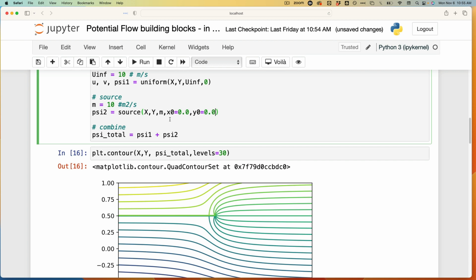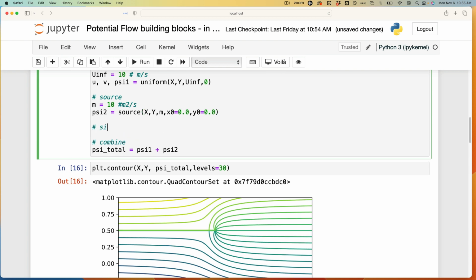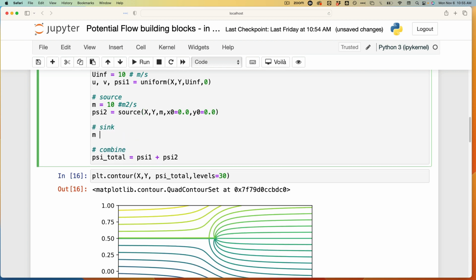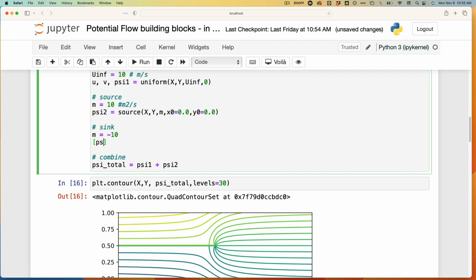So I'm going to keep the source at 0. I'm going to do a sink. M is minus 10, the same strength as the source. And psi3 is the stream function of the sink. I'm going to call it source. X, Y, remember, are the global coordinates of your grid, of your computational domain. And I'm going to do this M again, but now x0 is equal to 1.0, and y0 is equal to 0.0.